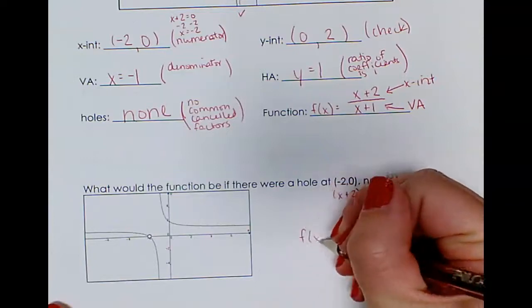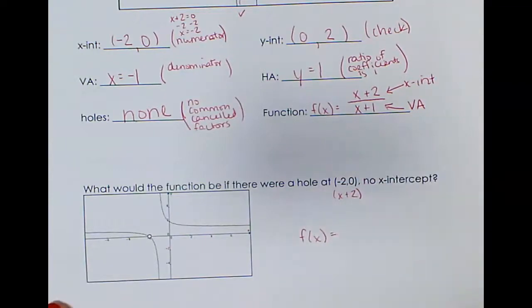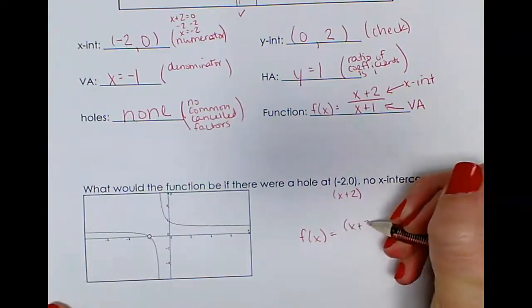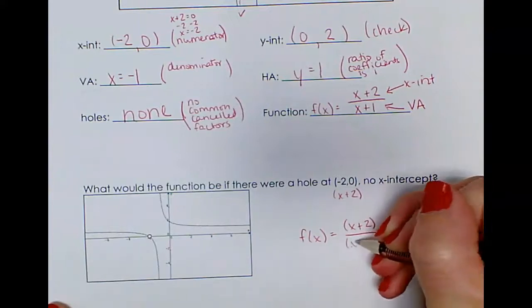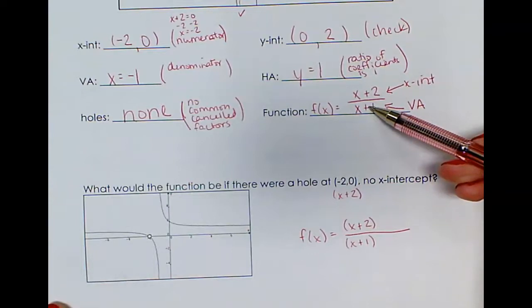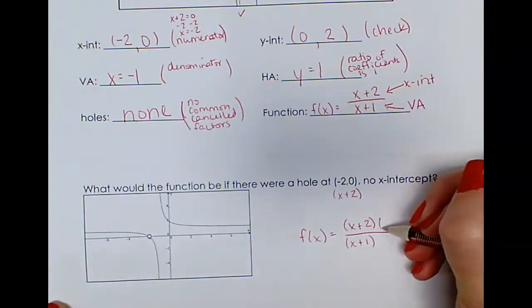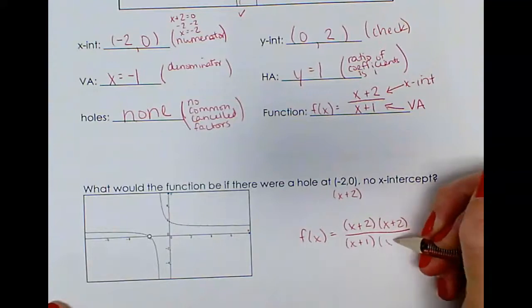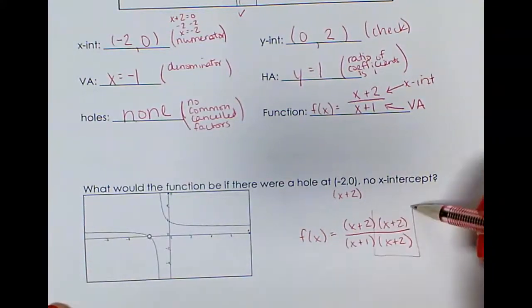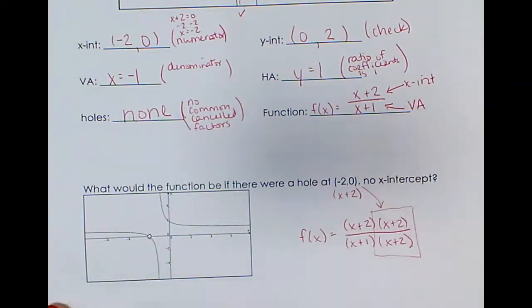So we would have f of x equals x plus 2 on top and x plus 1 on bottom, so our old function. But then we also have the canceled out factor of another x plus 2. So that's what it would look like. And this part right here is the hole. Okay. So let's move on to the second question.